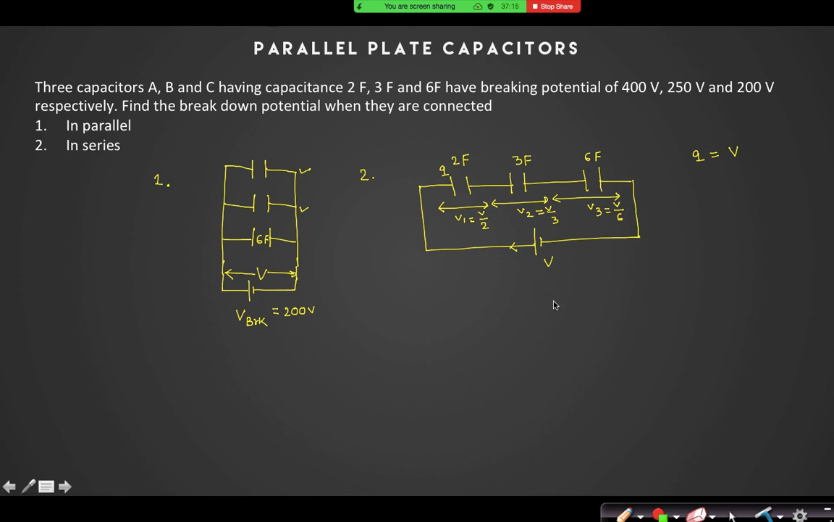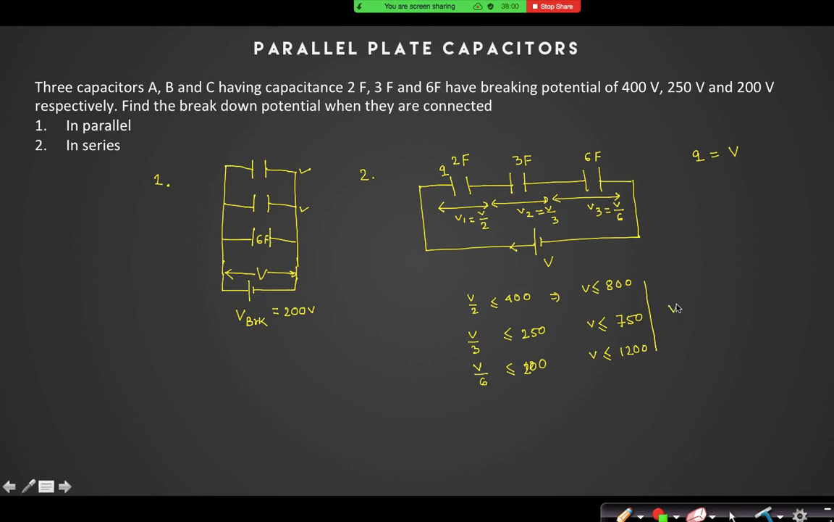Yes or no? Yes. Now, can I say V by 2 must be less than or equal to 400? V by 3 must be less than or equal to 250? And V by 6 must be less than or equal to 200. Can I say that these equations? Yes, sir. So from there, V is less than or equal to 800 volt. This condition says V less than or equal to 750 volt, and this condition says V less than or equal to 1200 volt. So which value of V will I take?